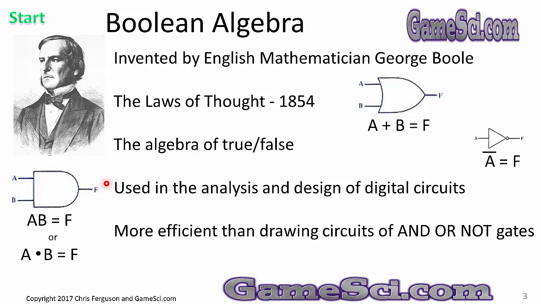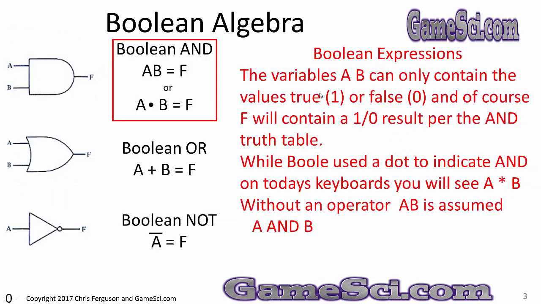The same way a circuit can represent an AND gate, there is a Boolean algebra expression for AND. The same way a gate can show an OR, there is a Boolean algebra expression for OR. Just like there is a logic gate for showing NOT, there is a Boolean expression for NOT. Boolean expressions. Boolean AND can be expressed as AB equals F or A and B equals F. The variables A and B can only contain the values true/1 or false/0, and of course F will contain the 1 or 0 result per the AND truth table.